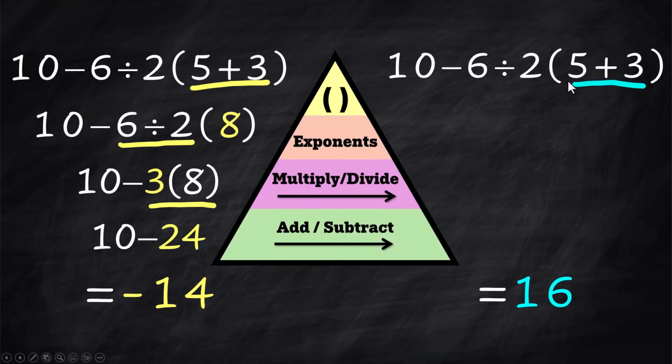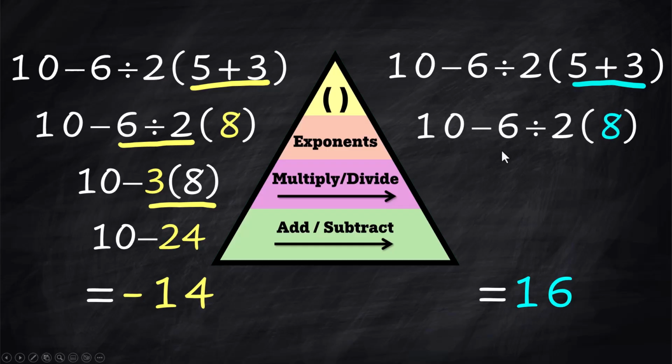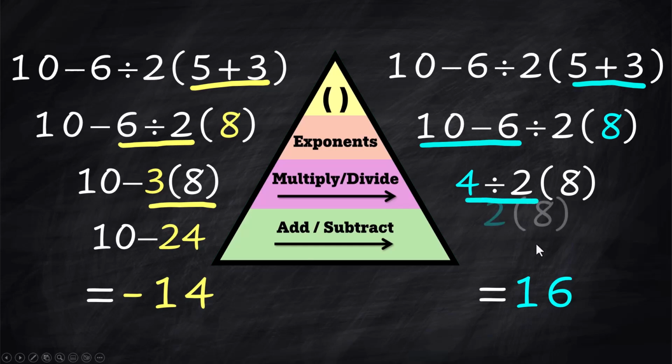This person also started with the parentheses, got the same thing in the second line, but next they did 10 minus 6. That gets them to the 4, so they have 4 divided by 2 times 8. Then they did the 4 divided by 2, that gets them to 2. 2 times 8 gets them to 16.